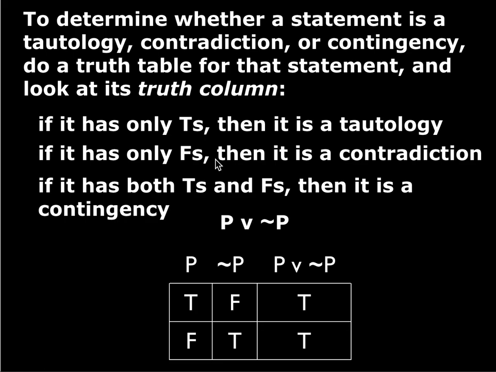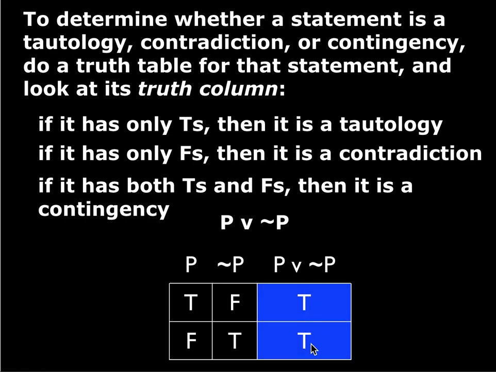If it has both T's and F's, then it's a contingency. And it doesn't matter what the proportions are. Okay? It could be half and half. It could be 127 T's and 1 F. As long as there's both T's and F's, it's a contingency. Well, here's the truth table, here's the truth column, and if you look, it's only T's. So that's a tautology.